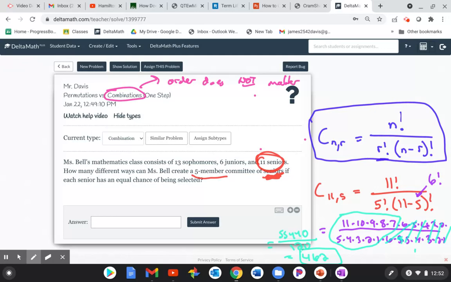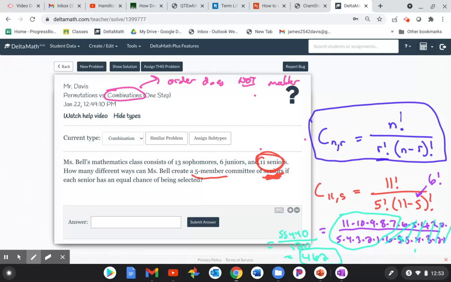So 462 combinations. Remember, combinations are always going to be smaller as well. If we had done permutations, it actually would have been 55,440 if the order mattered that we selected them. But since the order doesn't matter, we're just taking the committee of 5. It's only 462.